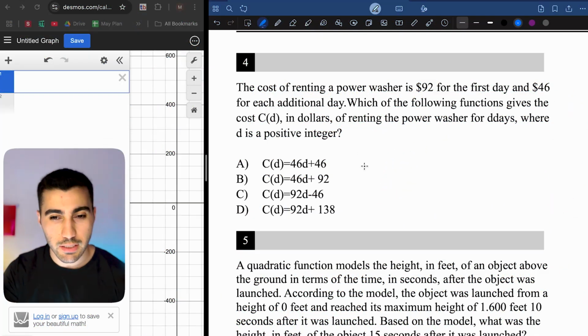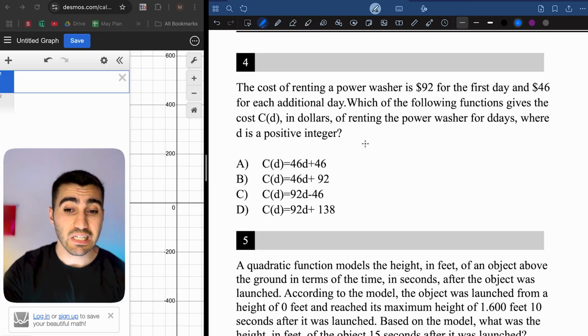But now let's do question number 4. All right, question 4 says the cost of renting a power washer is $92 for the first day and $46 for each additional day.